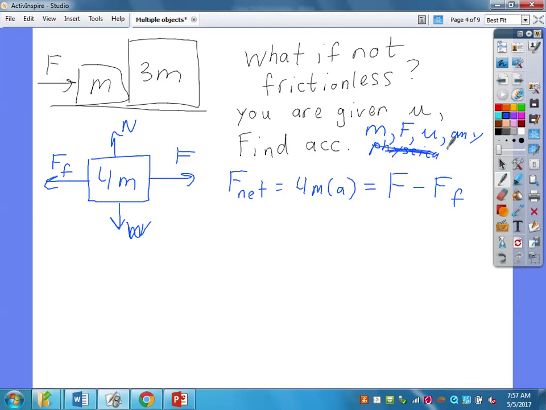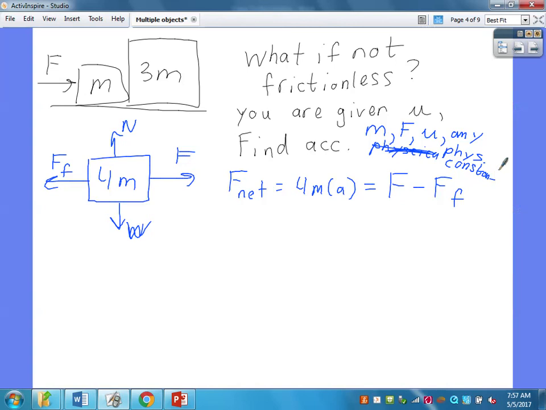And I can't spell, so I'm going to abbreviate. Physical constants. All right? That means I can't leave it as f of f. F of f is not one of my choices. I can keep f, but not f of f. So what do I need to do here?